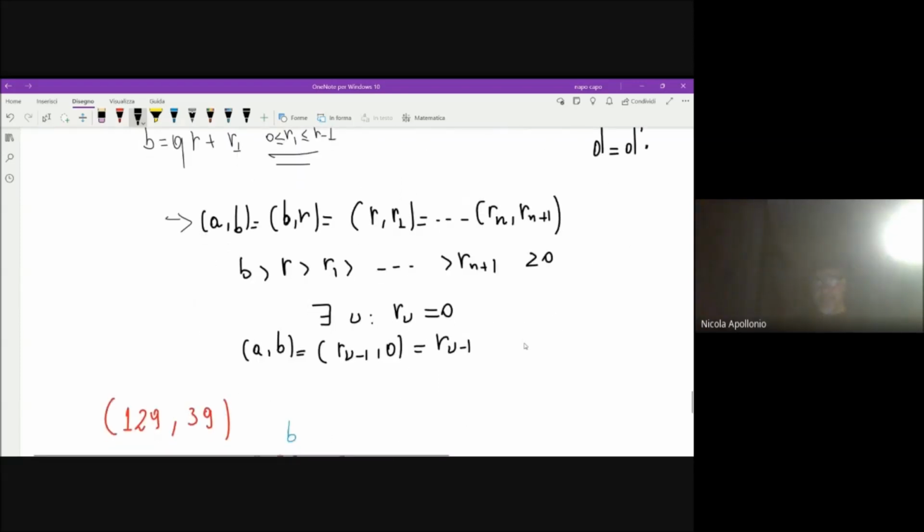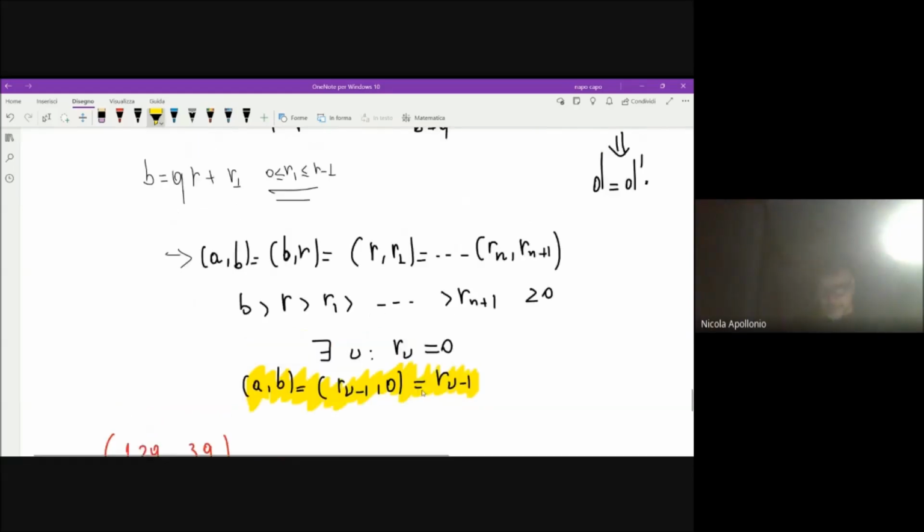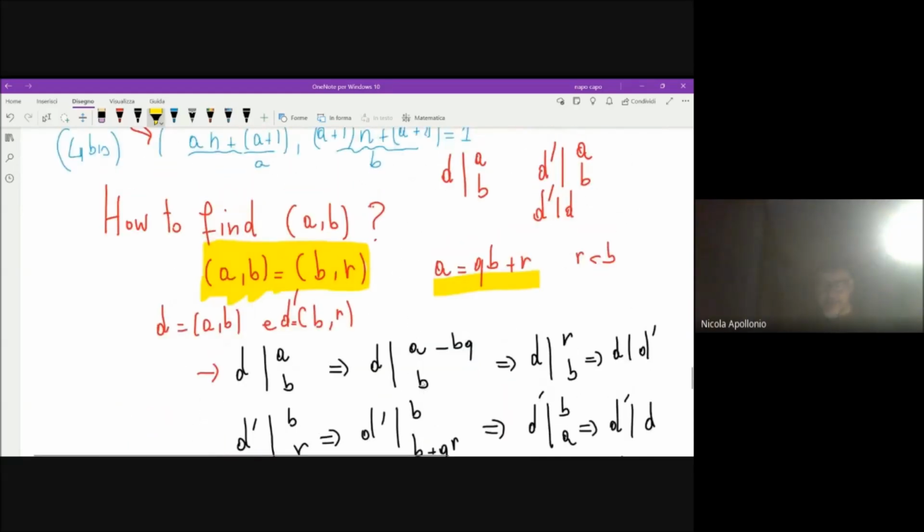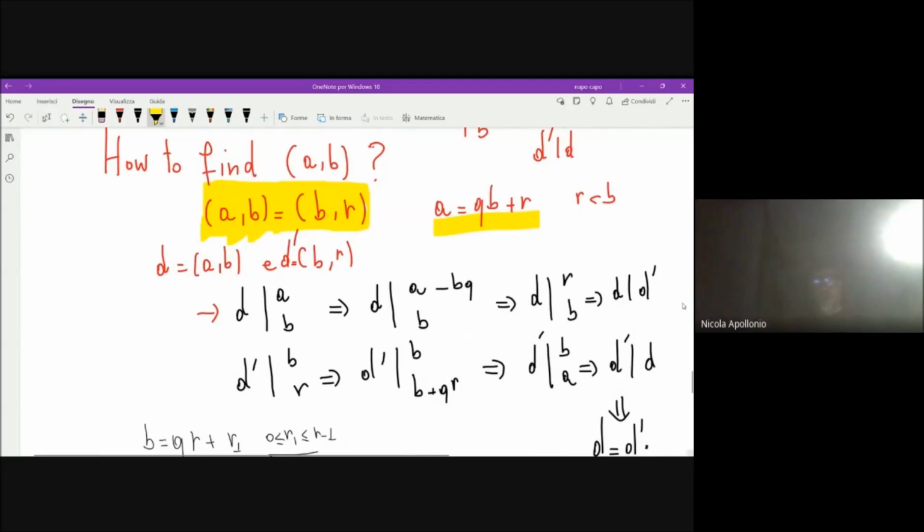And it terminates, of course, with 0. The last but one element in the sequence is the greatest common divisor, and this is written here. Now we do an example from scratch to clarify, but first I want to show you why this identity is true.